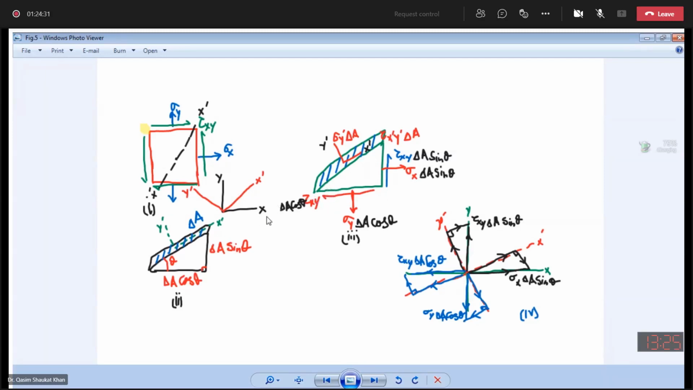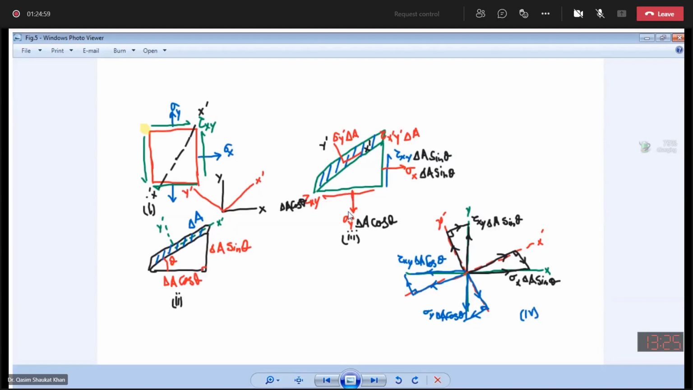So along this face, which is basically your base, the area component is delta A cos theta. Along this face, which is your perpendicular, the area component is delta A sin theta. So this shear stress tau xy will now become tau xy delta A cos theta. So we have converted the shear stress into a force.